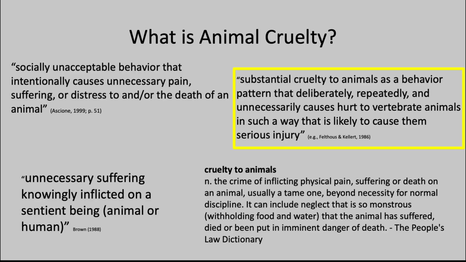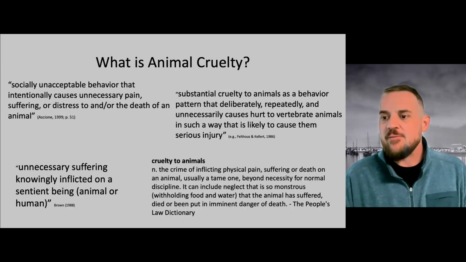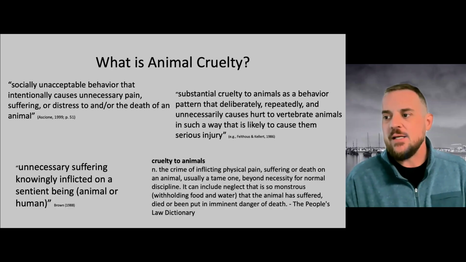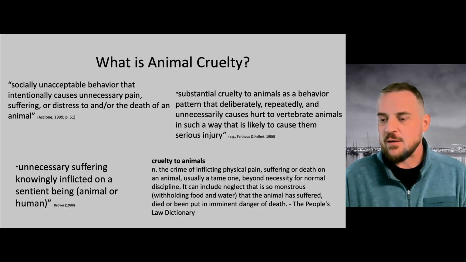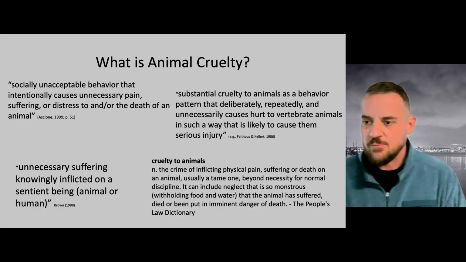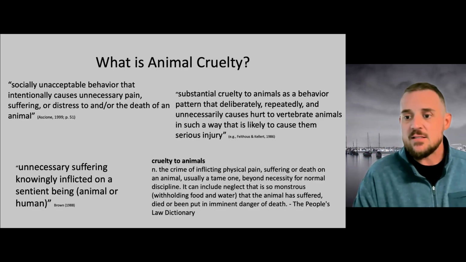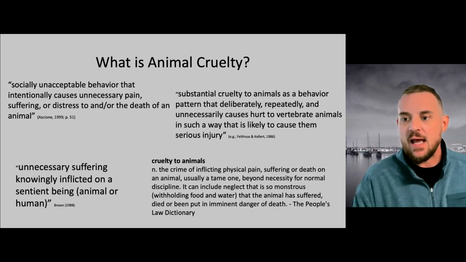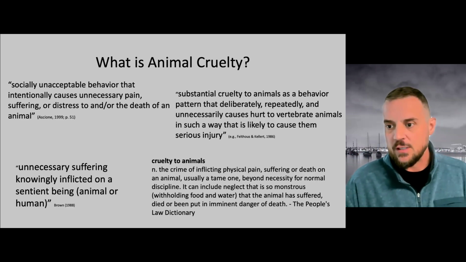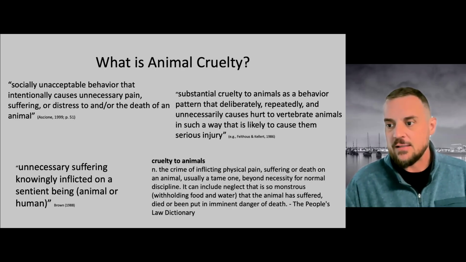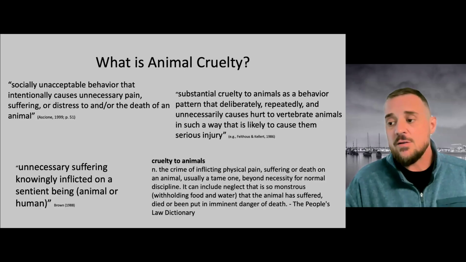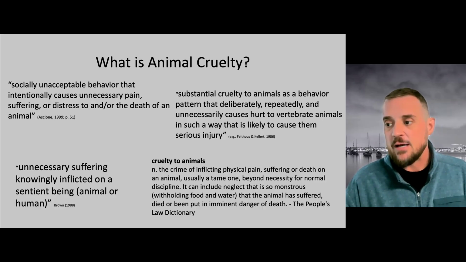A couple of seconds. So, substantial cruelty to animals as a behavior pattern. The requirement of it being a pattern is not something that I necessarily agree with. I don't think that animal cruelty has to be a pattern of behaviors. There can be one instance, and that one instance can qualify as either animal cruelty or neglect. So I don't think we need to see repeated behavior in order to determine that cruelty or neglect is being caused. The other thing is that this says specifically it's about vertebrate animals, which we're going to talk about in just a few minutes.